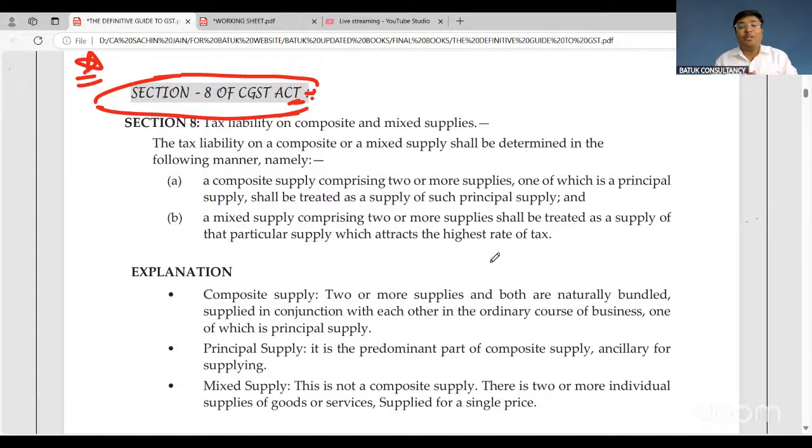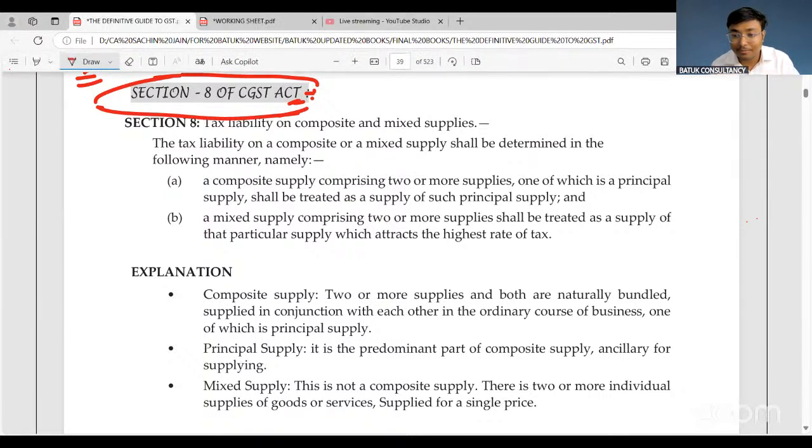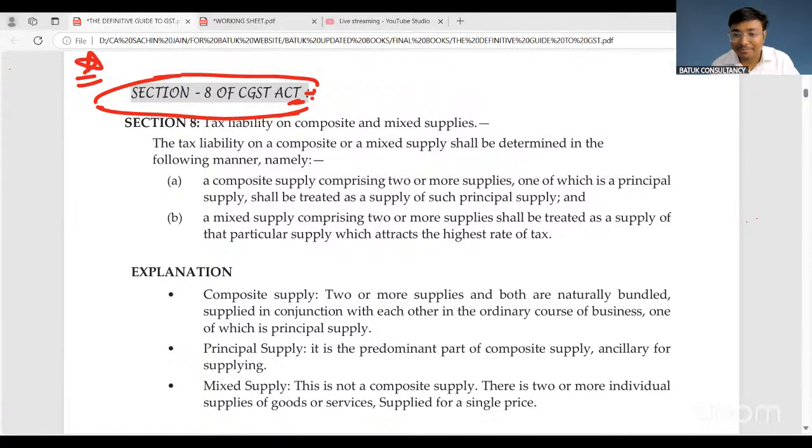Now, sir, in our today's session, we have covered schedule number second and schedule number third of the CGST Act. Successor is saying contract for service now becoming contract of service. Yes.